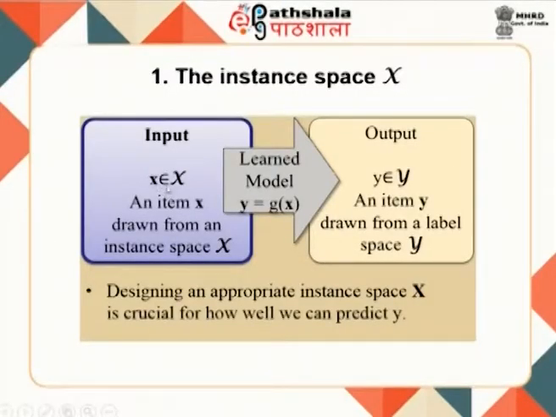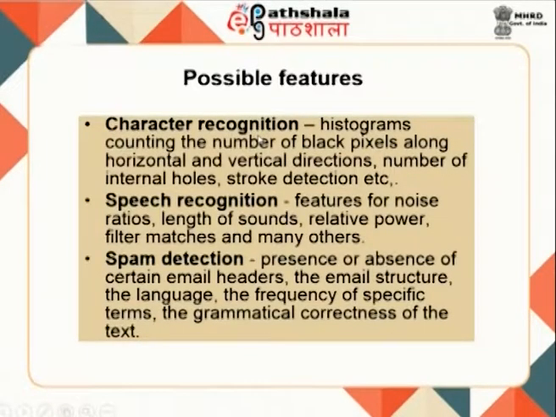So, here you have the input, an item x drawn from the instance space X, and you have the learned model y is equal to g of x. The output is y belonging to Y, where an item y is drawn from the label space Y. Designing an appropriate instance space X is crucial for how well we can predict y. Again, feature selection is very important. Some possible features, for example for character recognition: histograms counting the number of black pixels along horizontal and vertical directions, number of internal holes, stroke detection if you are doing online handwriting recognition, and so on. These are some of the features used for character recognition.